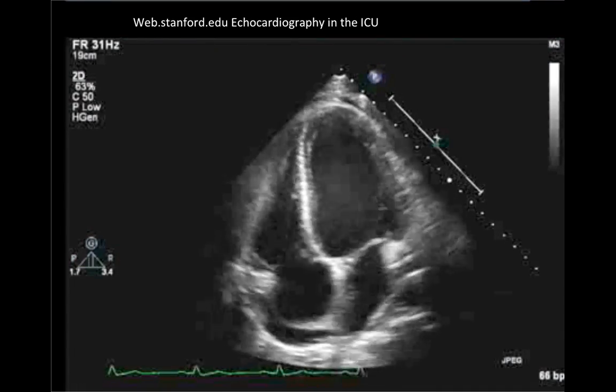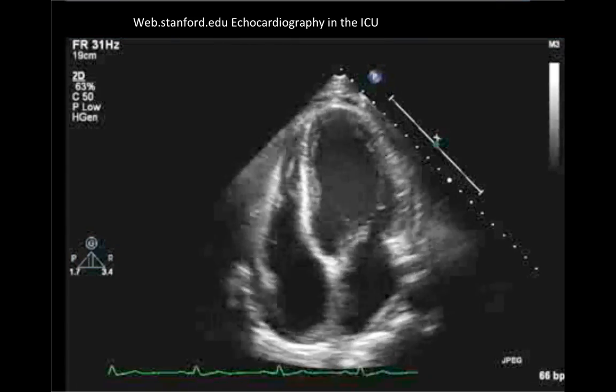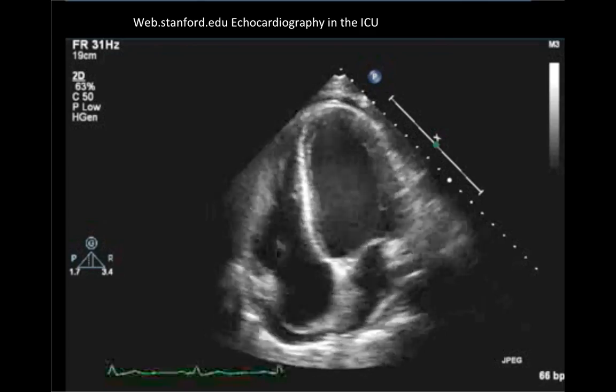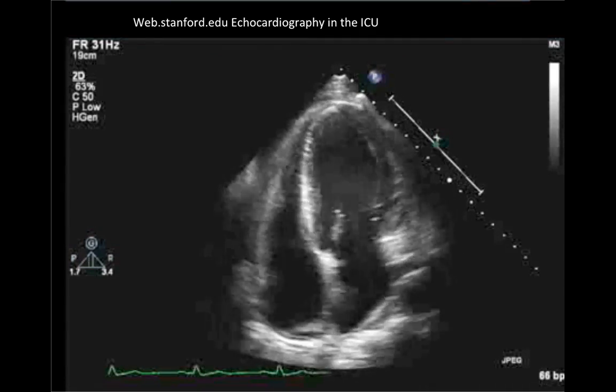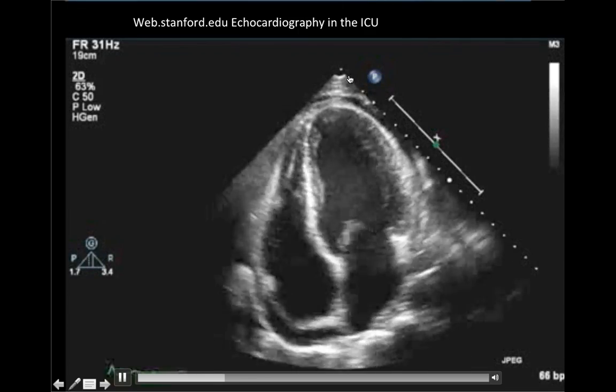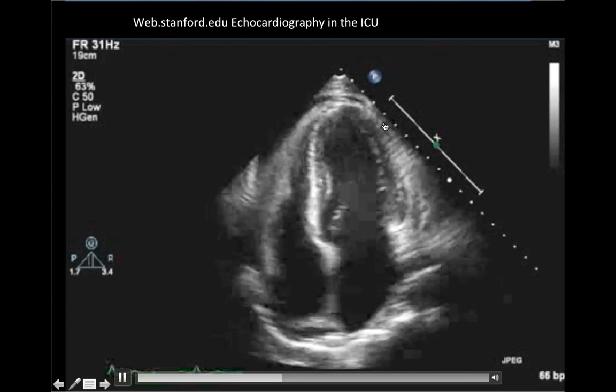Can you see the pathology? Again, you can use echo to assess for pericardial effusions. At the top, right here, you can see the effusion surrounding the apex of the heart.